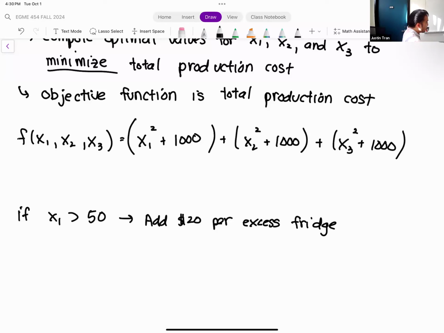So mathematically, the way that we're going to add that into our objective function is that we're going to add some cost, and the added cost is going to be 20 multiplied by (x1 minus 50). So you can see here that if we produce, let's say, 60 fridges in the first month, so x1 ends up being 60, then we are going to add 20 times 10 to the total cost.